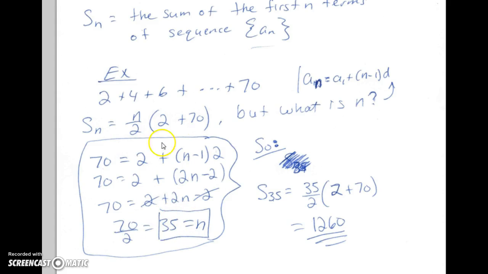Okay? So now, here's a case where we know a sub 1 and a sub n, we just don't know what n is. And that's where we plug in 70, first term, common difference, and solve for n. n is 35. So now we can use our formula. The sum of the first 35 terms is 35 over 2 times 2 plus 70, which is 1,260.